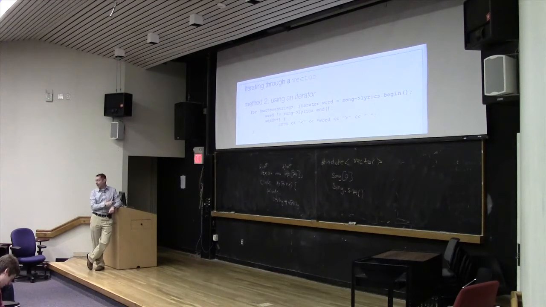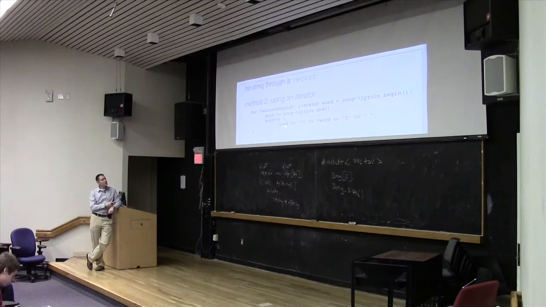And goes until end, and then we increment the actual iterator. That looks very similar to what we did with the index before, right? It's a for loop, you've got a begin, you've got a conditional for when you end, and then you've got an increment in there.